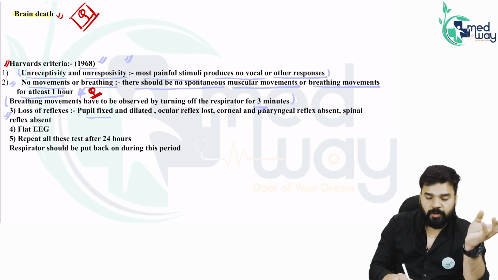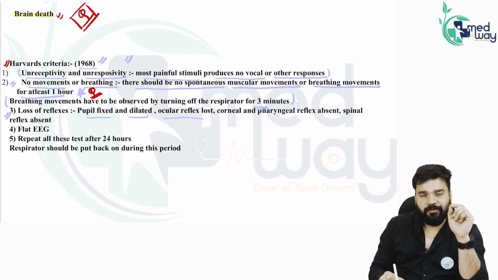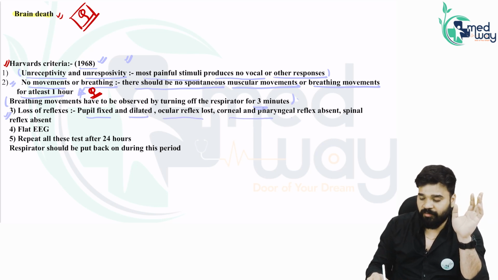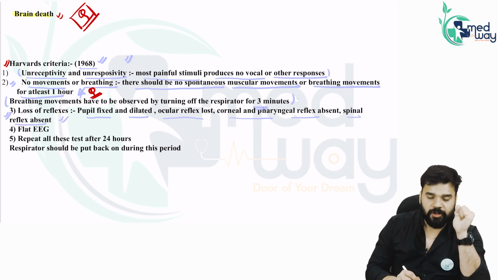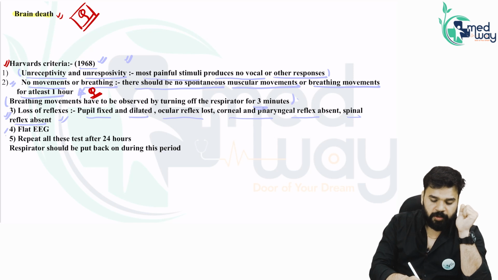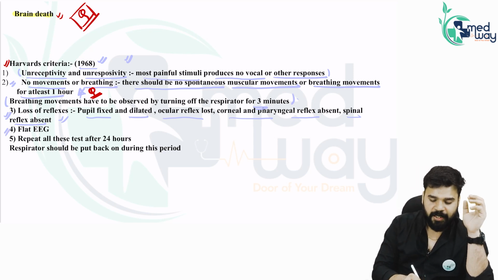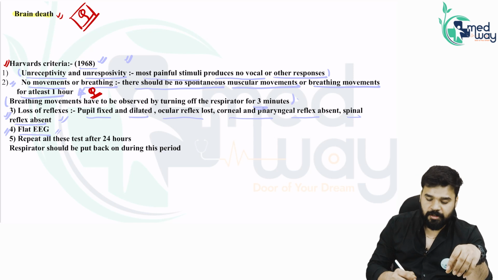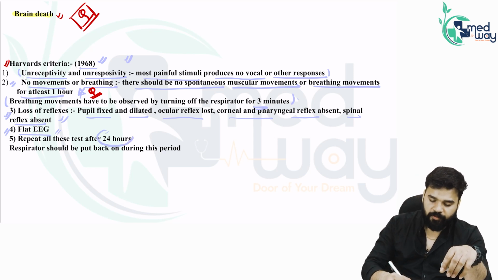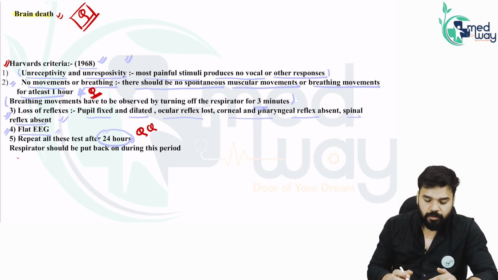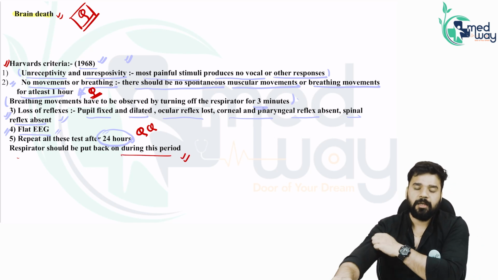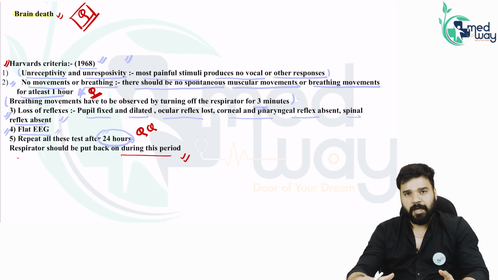Now, third point is loss of reflexes. Pupils will be fixed and dilated. Ocular reflex will be lost. Corneal and pharyngeal reflex will be lost. Spinal reflex will be lost. So, there will be loss of reflexes. Now, there will be isoelectric EEG, that is flat EEG we will see. We will repeat all these tests after 24 hours. This is a question. And during the repetition, the respirator should be put back on. So, this was the Harvard's criteria of brain death.